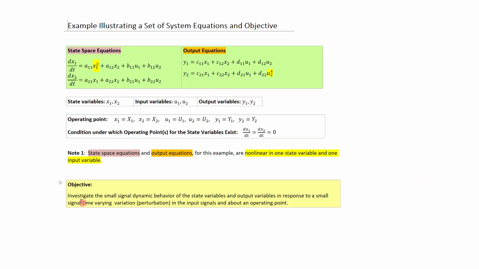All right, so the objective would be to investigate the small signal dynamic behavior of the state variables, that is, how they change as a function of time, as well as the output variables, in response to small signal time varying variations or perturbations in the input signals, which means U, about an operating point being the steady state values or equilibrium values, which would be U1 equals capital U1 and U2 equals capital U2.